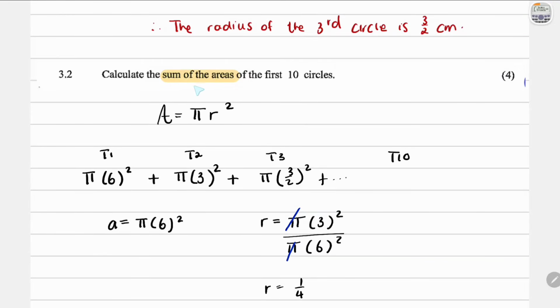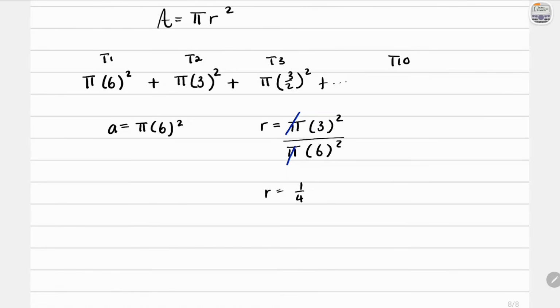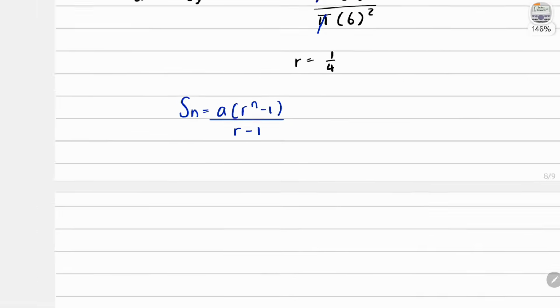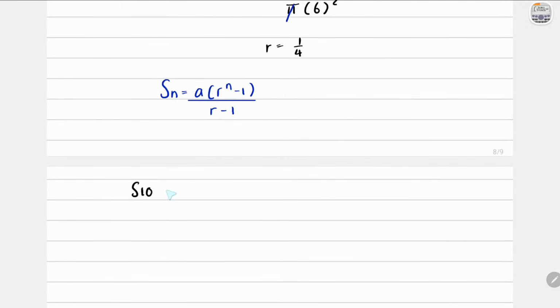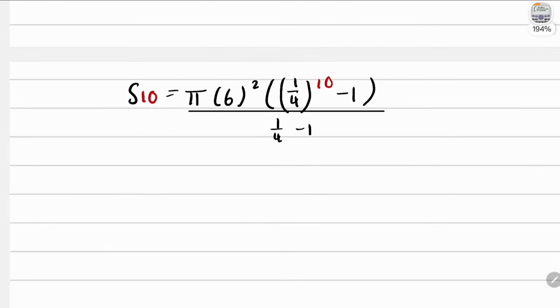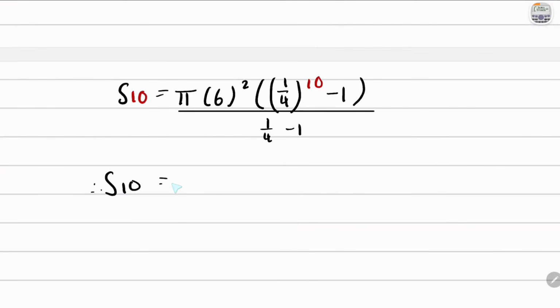So they asked for the sum of these areas, so let's use the sum formula. Here's our sum formula and we're just going to substitute. We are saying the sum of 10 circles is equal to our A value, pi times 6 squared, multiplied by our ratio 1/4 raised to the power of n, which is 10, minus 1, all over r minus 1. So that's 1/4 minus 1. Then we just plug that into the calculator and let's see what we get.